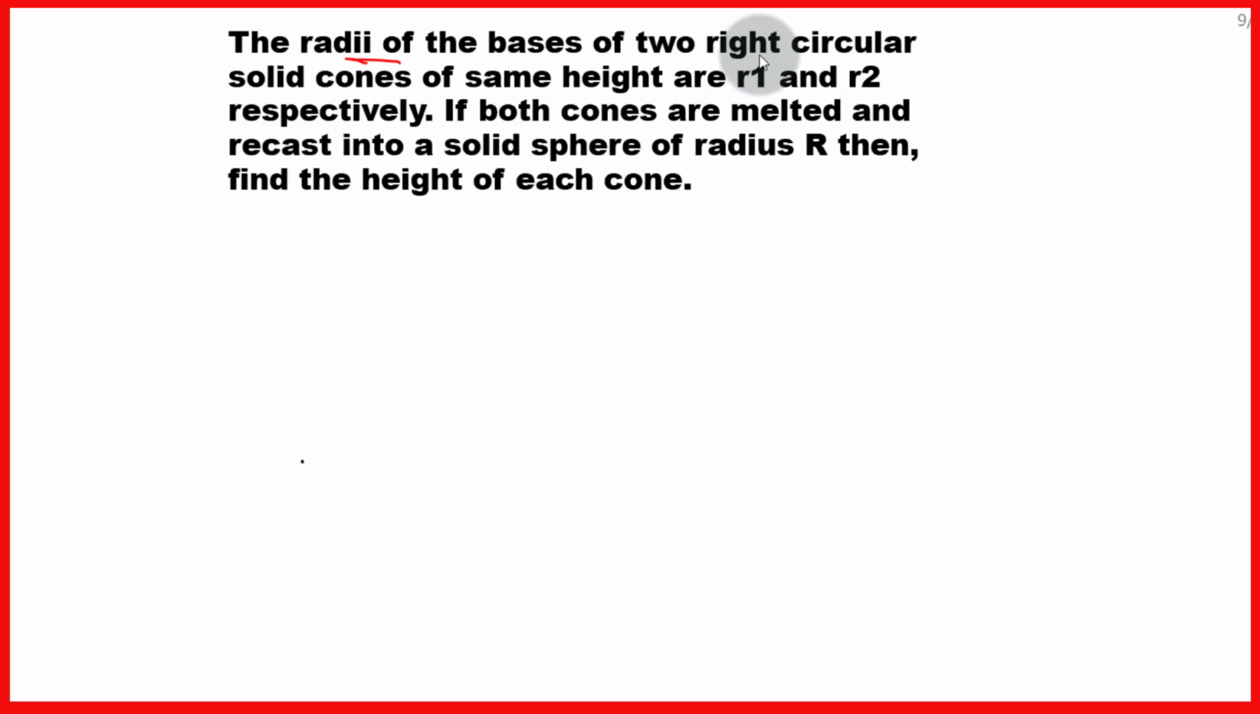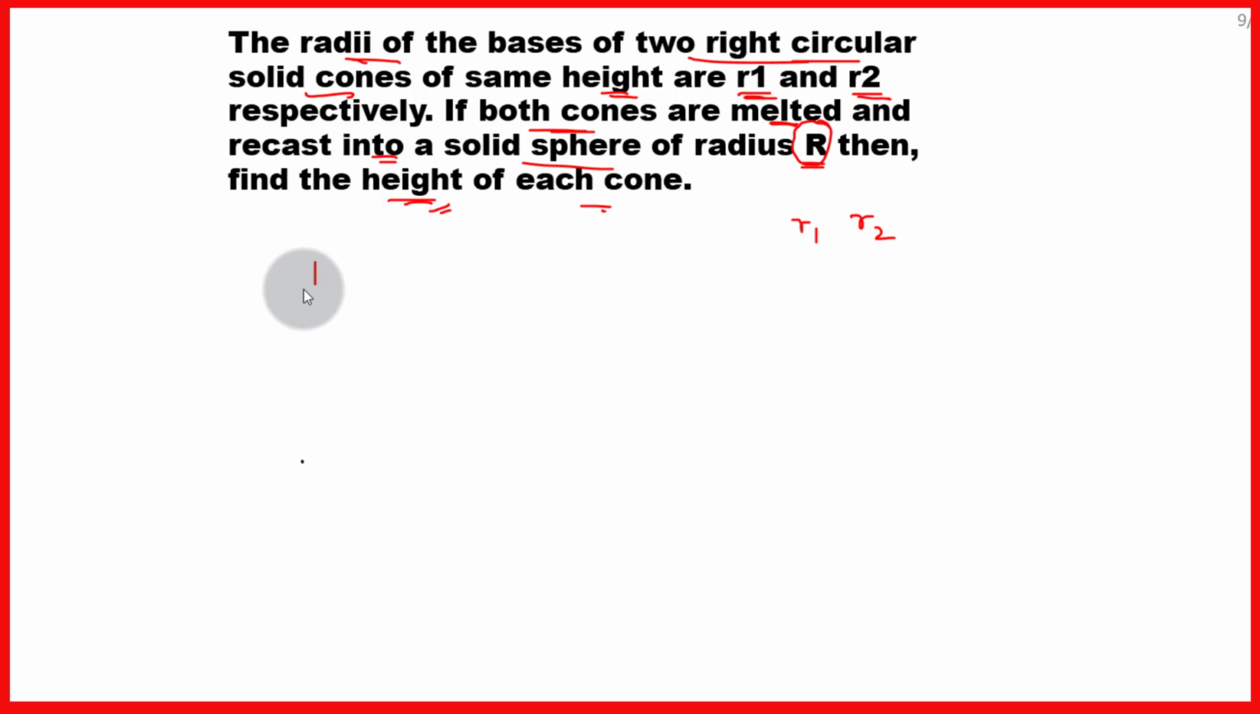Now here is a question. The radii of the bases of two right circular solid cones of the same height are r1 and r2 respectively. If both the cones are melted and recast into a solid sphere of radius r, then find the height of each cone. Friends, the two cones whose heights are same and their radii are r1 and r2 respectively are melted and recast into a solid sphere of radius capital R, then you have to find the height of each cone.